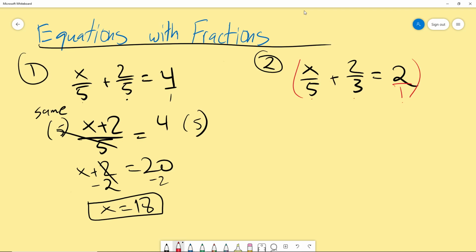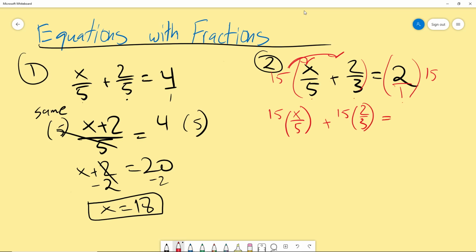Alright, so I am going to multiply everything out by 15 here. So that means I'm going to multiply this left side by 15, and I'm going to multiply this right side by 15. So ideally you learned how to do distributing before, so really I'm multiplying this 15 into both of these. So for me, I'm just going to go ahead and write these out individually. 15 times x plus 5, and then 15 times 2 over 3. Here I've got 15 times 2, I'm just going to multiply that out. 15 times 2 is 30.